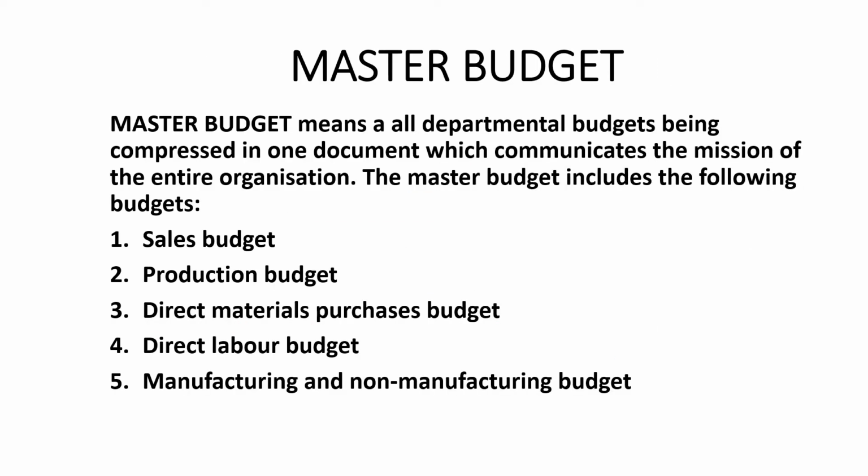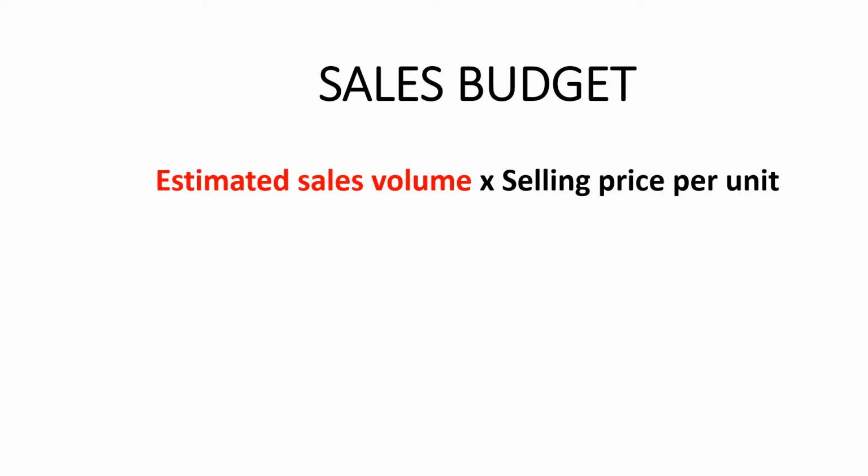Master budget, this is the first budget that we are going to look at. It means all departmental budgets being compressed into one document which communicates the mission of the entire organization. The master budget includes the following budgets: sales budget, production budget, direct material purchases budget, direct labor budget, manufacturing and non-manufacturing overheads budget. How do we prepare a sales budget? Estimated sales volume multiplied by selling price per unit. These two give you a sales budget.